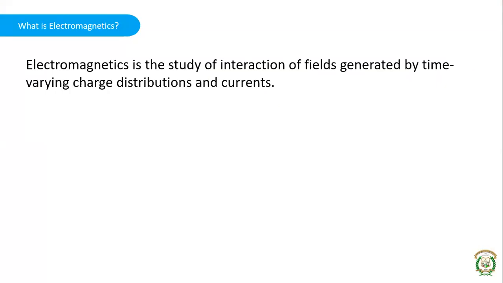If you want me to put it briefly, electromagnetics is the study of interaction of fields generated by time varying charge distributions and currents. This definition or this sentence might bring a lot of confusion in your minds as regards the terms that have been used in this. When we say it is a study of interaction of fields that are generated by time varying charge distributions and currents, what is a field?